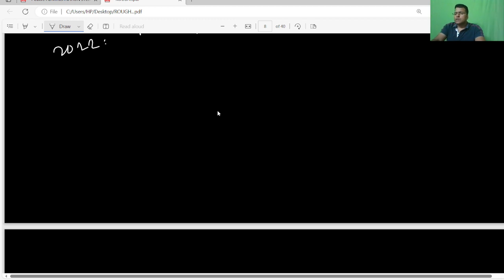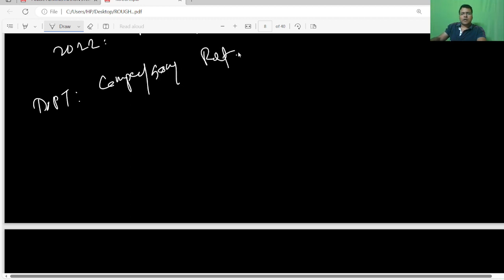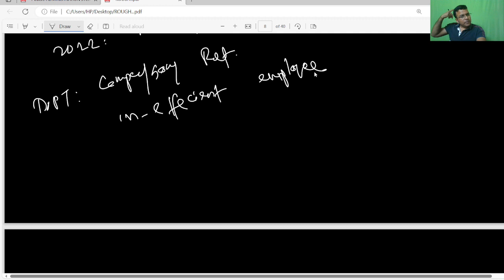So what is all this? Another initiative, DOPT: compulsory retirement to inefficient employees. Compulsory retirement to inefficient employees. This is DOPT's idea.